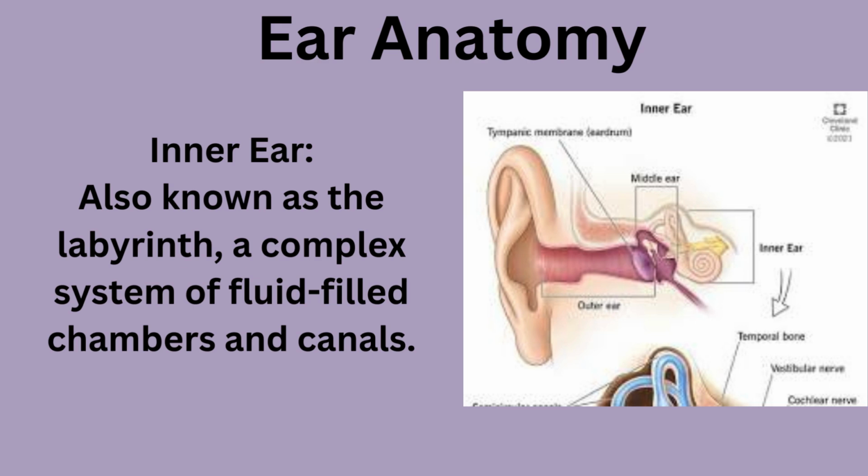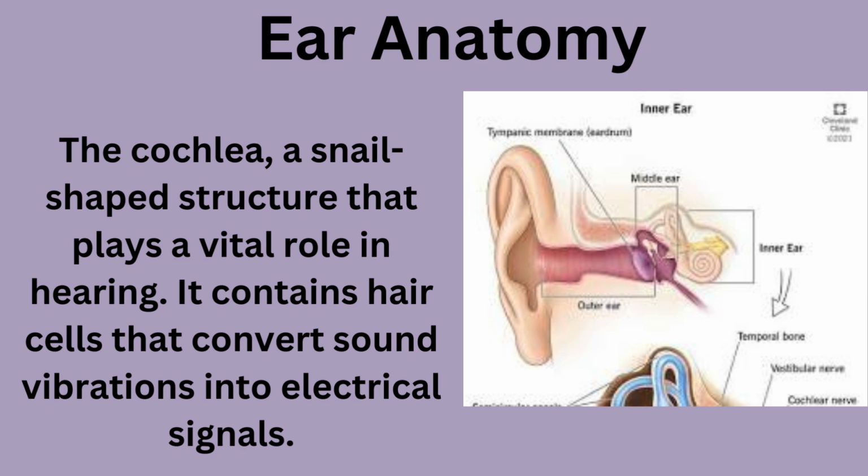3. Inner ear, also known as the labyrinth, a complex system of fluid-filled chambers and canals. The cochlea is a snail-shaped structure that plays a vital role in hearing. It contains hair cells that convert sound vibrations into electrical signals.